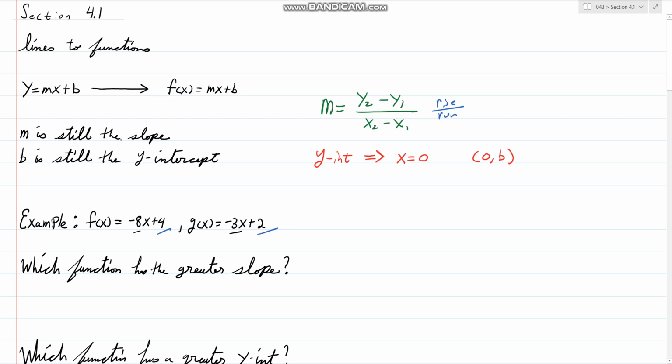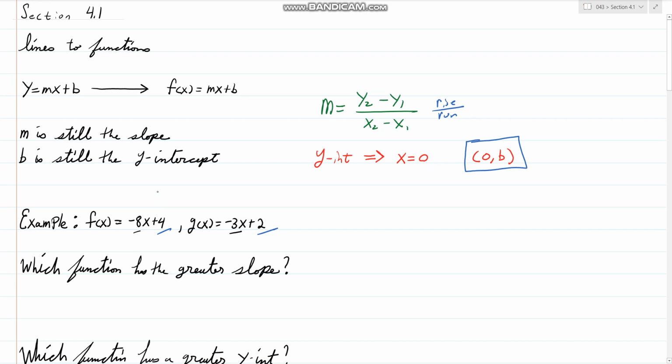So m is still the slope, and this is still the formula. It's still the difference of the y's over the difference of the x's, the rise over the run. b is still the y-intercept. Now the y-intercept still implies that x must be 0, and so the y-intercept is the point (0, b), whatever that is. So that's where the line will intersect the y-axis, okay?